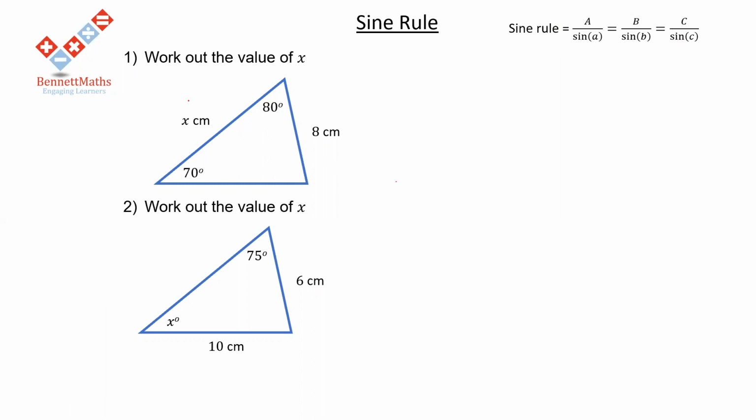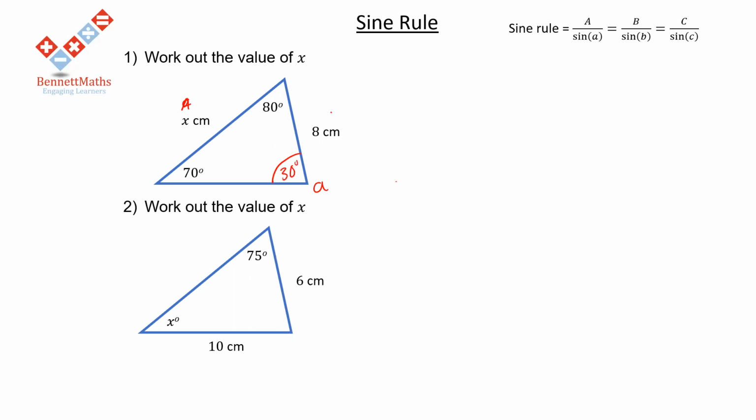So we're going to call X A, and the opposite angle to that would also be called A. Now, in this case, we don't have that angle, but we can work it out because you know the angles in a triangle always add up to 180 degrees. Therefore, the value of this angle would be 30 degrees.